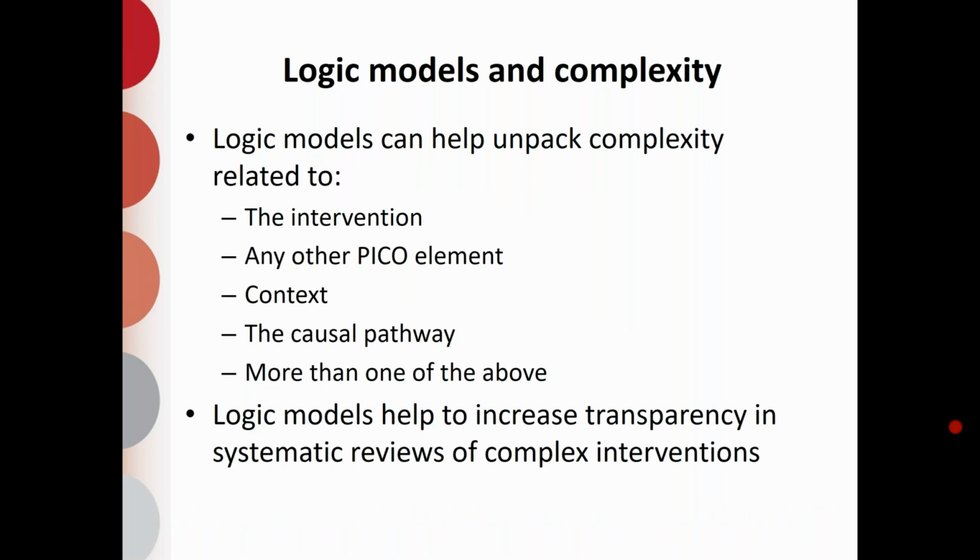So indeed, they can help unpack the complexity related to the intervention, but also to any other PICO elements. So maybe to the population, the comparison, or the outcomes, and the context, the causal pathway, and then sometimes more than one of the above. So it all depends on where the complexity lies, what aspect of the complexity you want to unpack and clarify in the logic model. So one of the most important aspects of logic models for systematic reviews, I think, is that it increases transparency. So it just really helps to clarify what it is that we're looking at.